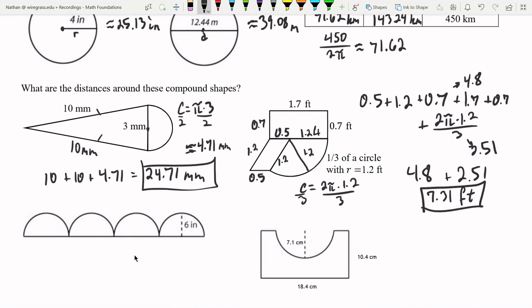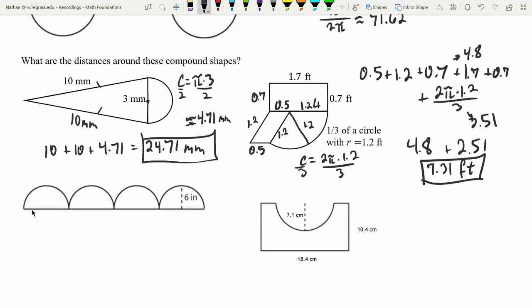Okay, for this one we have a bunch of half circles, and we're going to add up this distance, this, and then go all the way across the bottom. That's going to be the total distance we need to calculate. We're going to assume that all these half circles are the same measurement, and what we can see here is that this is going to be 6 inches. This is the radius. So all these have a radius of 6 inches. So we have the half circle here, right? This is going to be 4 half circles. You could also think of them as 2 full circles.